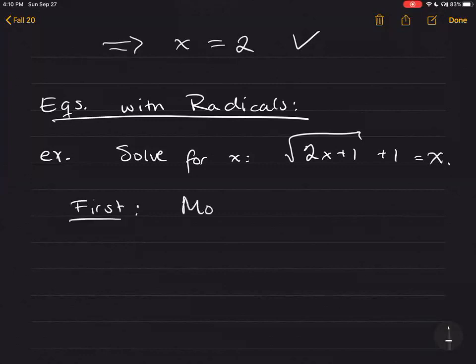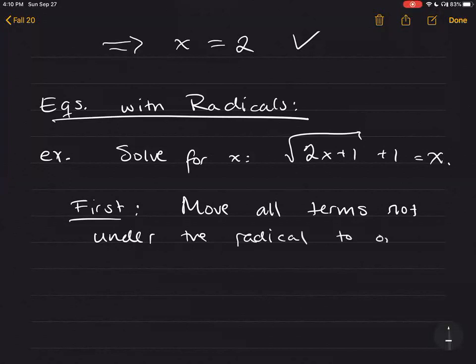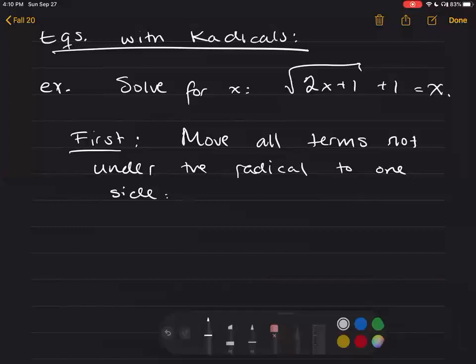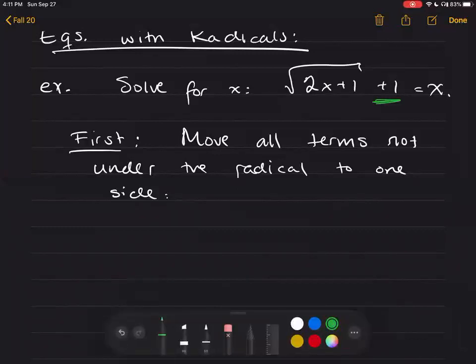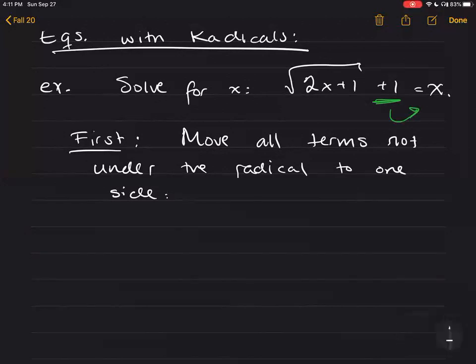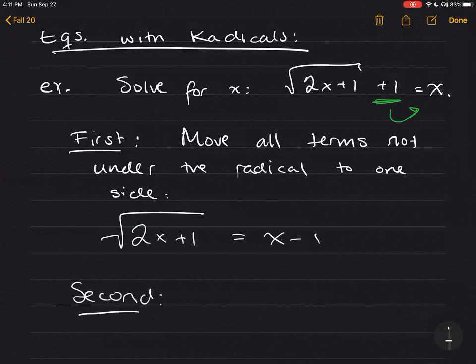So first, we're going to move all the terms not under the radical to one side. So in this case, we've got this plus 1 over here, so we want to move that over by subtracting 1 from both sides. So we're going to get square root of 2x plus 1 equals x minus 1. Now, why do I want to do that? Because the second step is square both sides to get rid of the radical, right?